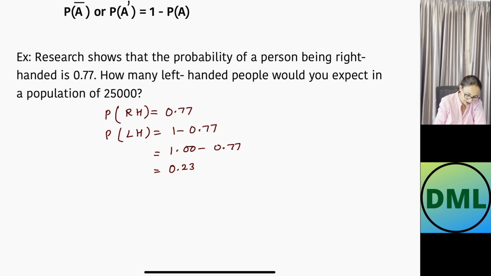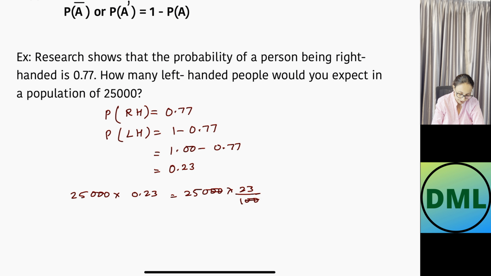Let's multiply this here. 25,000 should be multiplied by 0.23. If you move this decimal 2 units to the right and write down as 23, this will be written as 25,000 times 23 divided by 100. 2 zeros will get cancelled from here. That will be written as 250 times 23. I need to multiply 25 times 23.